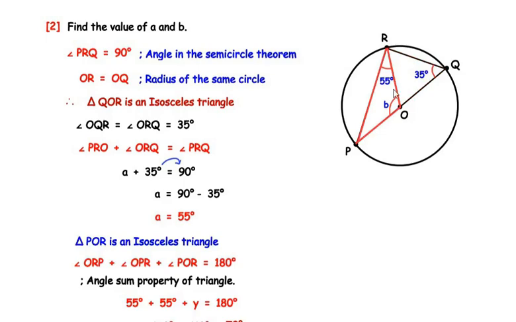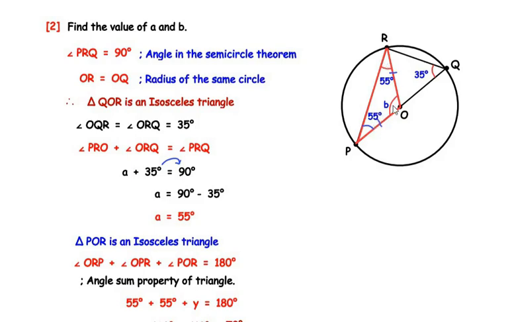Now there are two ways to find out angle B. Let me show you the first method, where we are going to consider the triangle POR, and this is going to be an isosceles triangle because the side OR is going to be equal to side OP. Both are the radius of the same circle. So whatever angle we have got at point R will be the same at point P. So angle ORP was A and we had got the value of A as 55. So angle OPR also becomes 55 degrees.